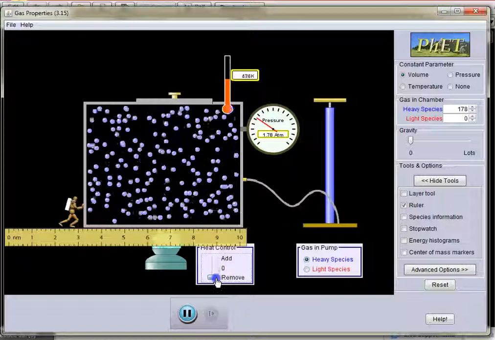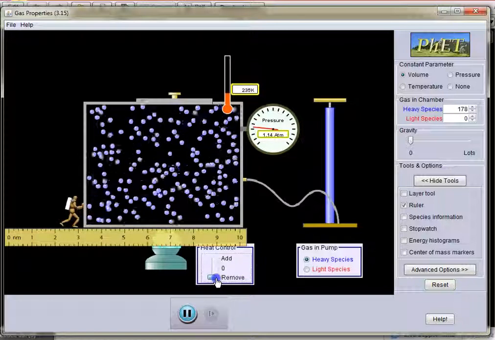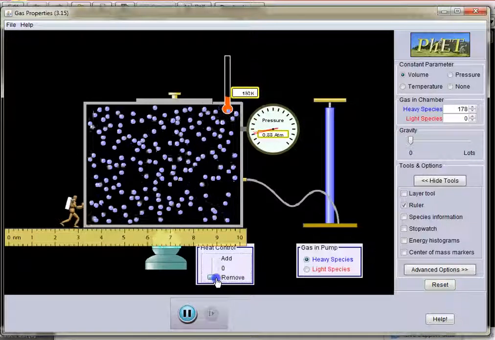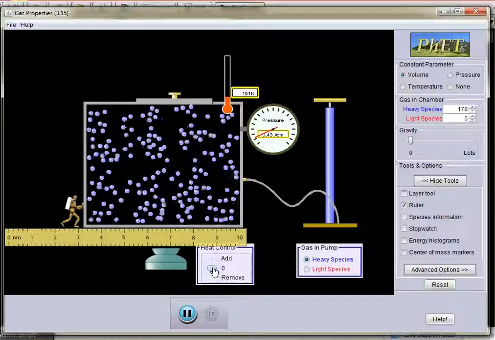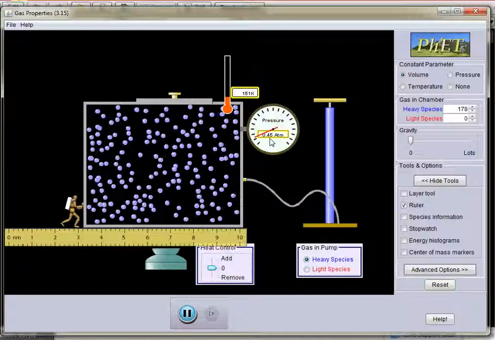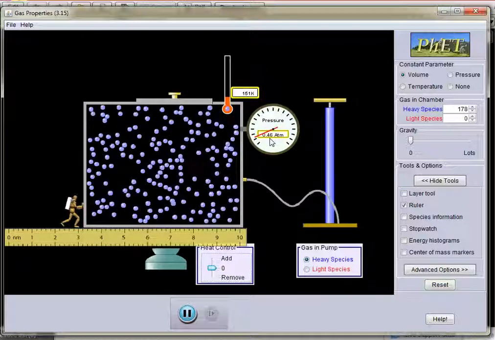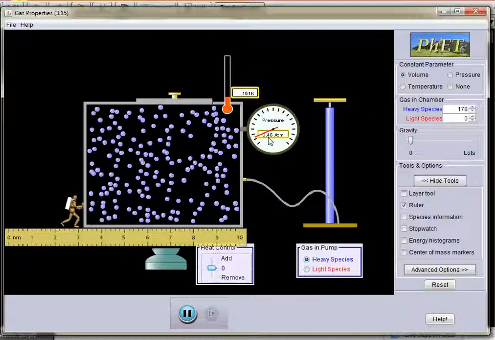You can drop the temperature down to 150, which is half of 300, and you can see that the pressure is now 0.45, which is half of 0.9. Okay, this is Amontons' law.